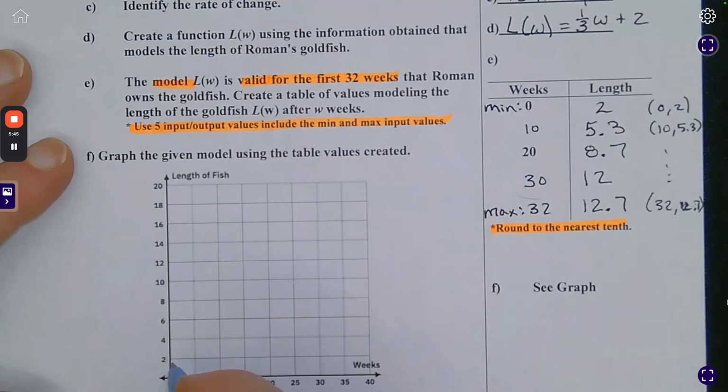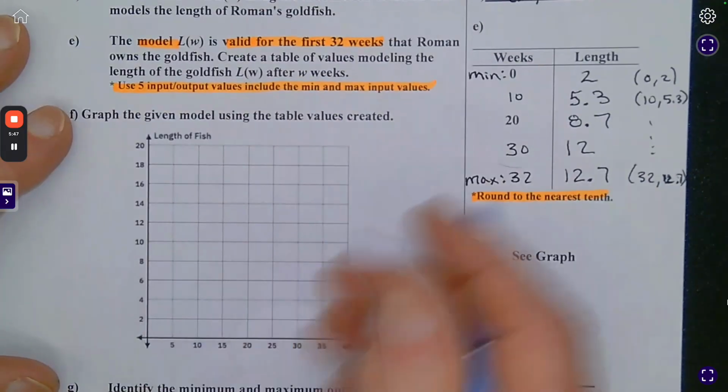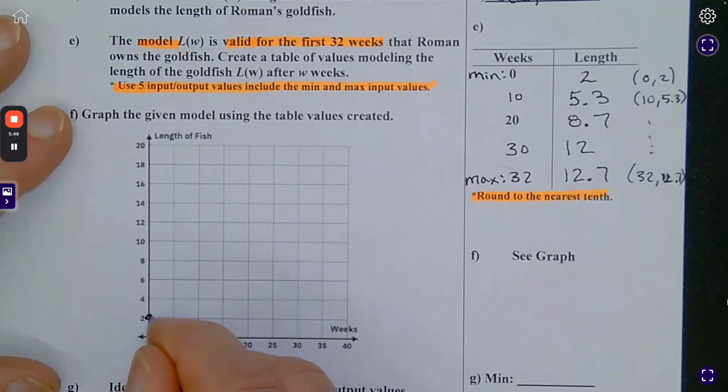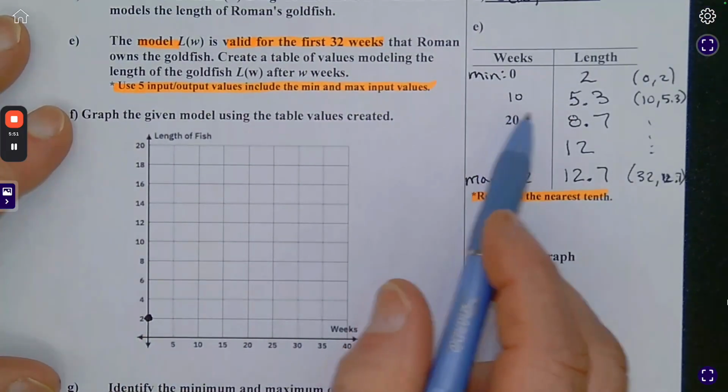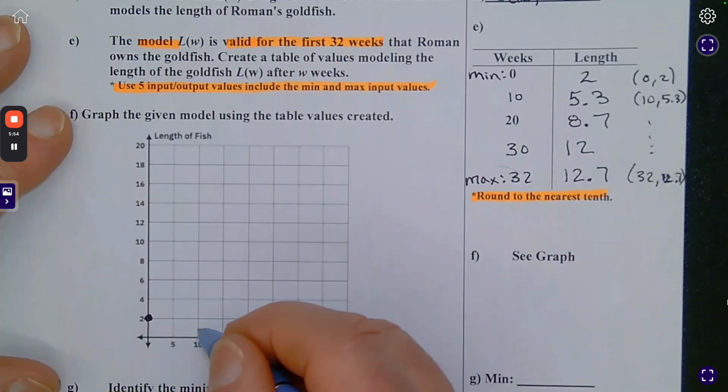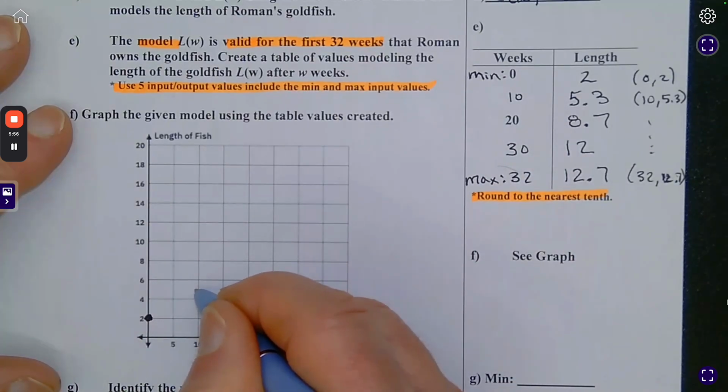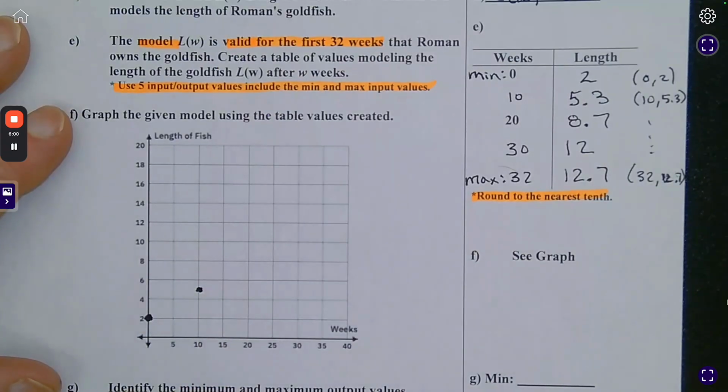0, 2. I got that. That's money. 0, 2 right here. All right, now I'm going to go to 10, 5.3. 10, 5.3 is a little bit more than halfway between 4 and 6. So I'm going to go about there, just approximating.